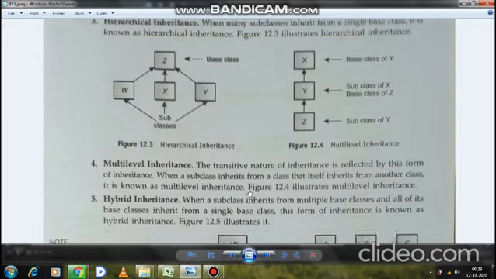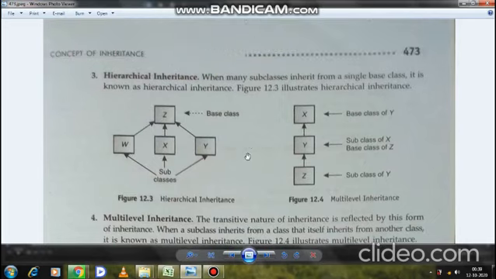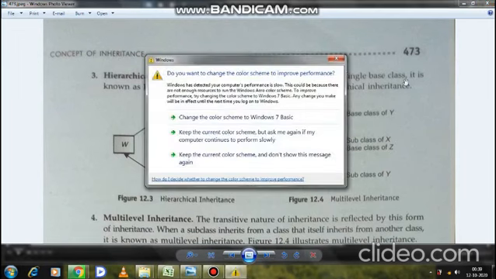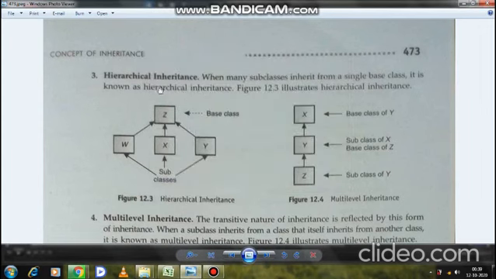Next is hierarchical inheritance. Hierarchical inheritance means when many subclasses inherit from a single base class. It is known as hierarchical inheritance. Here you can see that Z is my base class, and W, X, Y are the subclasses. So this is an example of hierarchical inheritance, that is, many subclasses inherit from one base class.